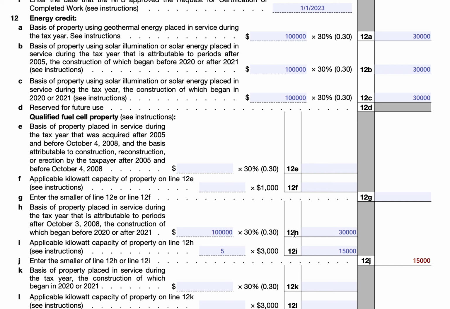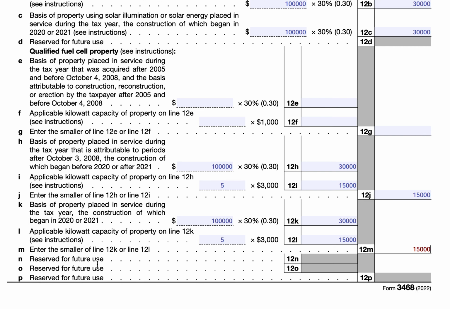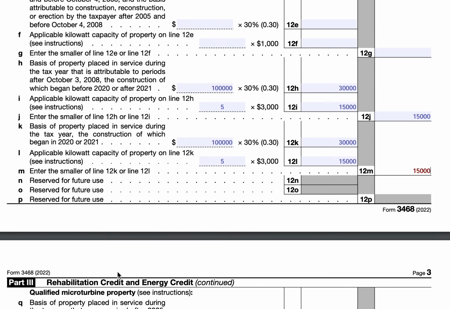And then the basis of any property that was placed into service during the tax year, but the construction began in 2020 or 2021, we would do the same thing here. All right, we won't use lines 12N, 12O, or 12P.